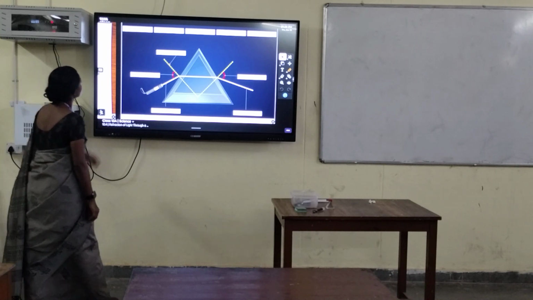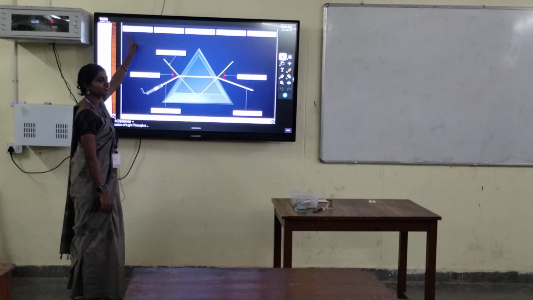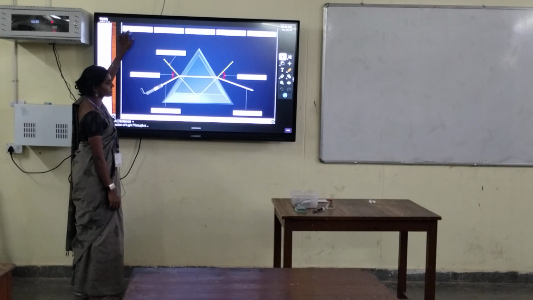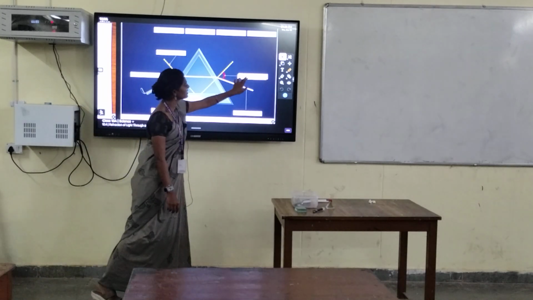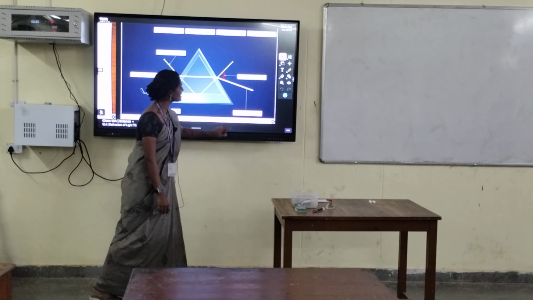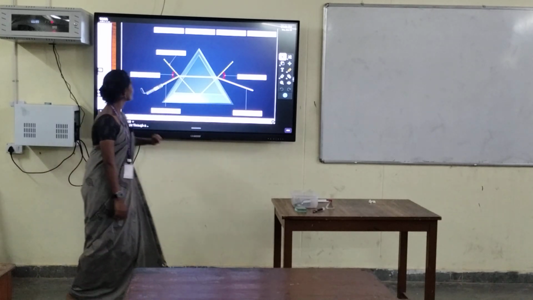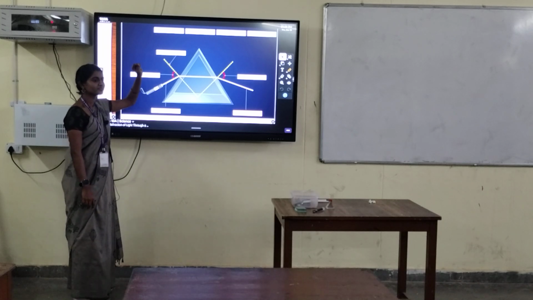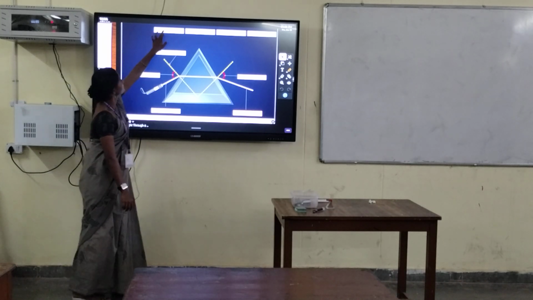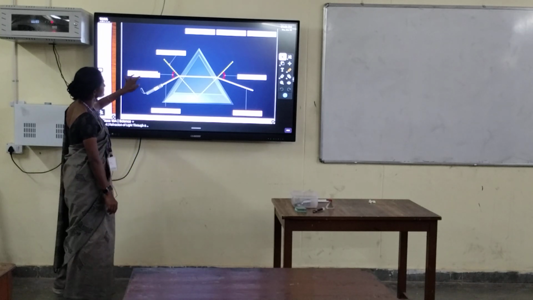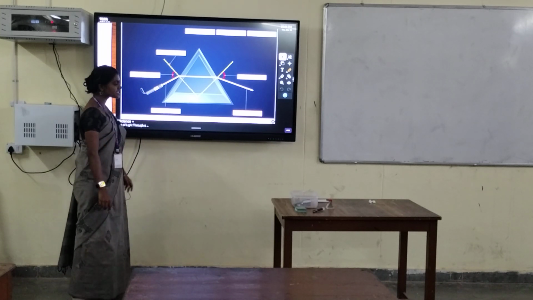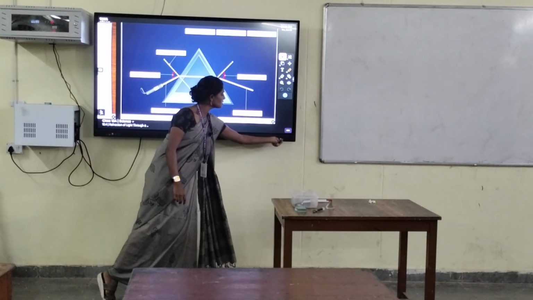Yes? Now tell me, what is the first word here? Emergent ray. Where do you think the emergent ray is? Here? Okay, so this is the emergent ray. What is the next word? Angle of incidence. Where is it? Try again. Yes, the angle between the normal and the incident ray is the angle of incidence.